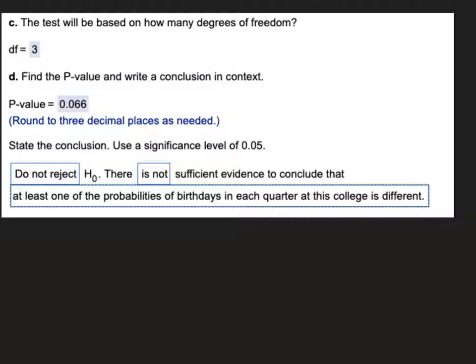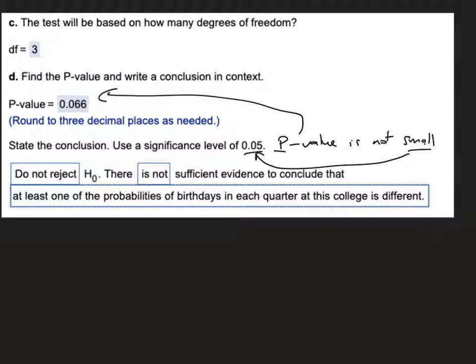So my p-value here would not be considered small by that criteria. So if I had to add a sentence to what they wrote, I would say my p-value, that number, is not small. And again, small means this. So my p-value is 0.066. Small means 0.05.